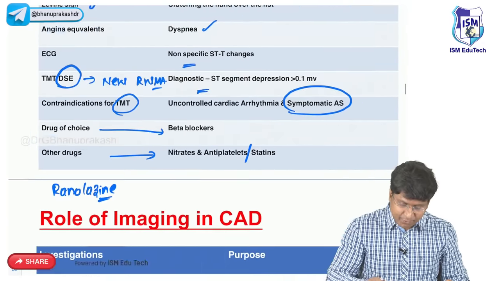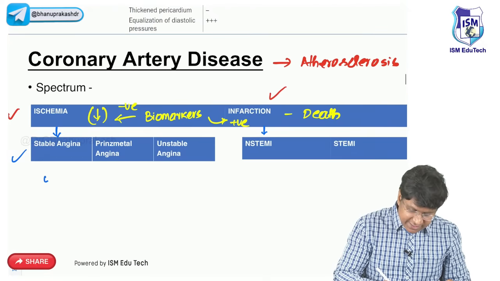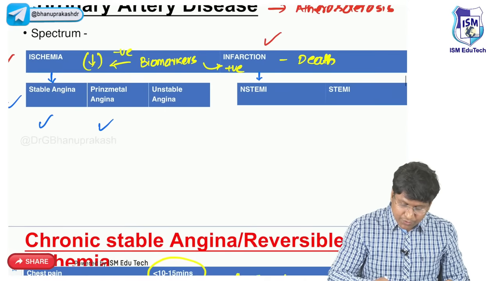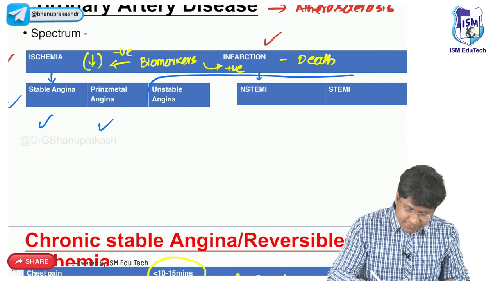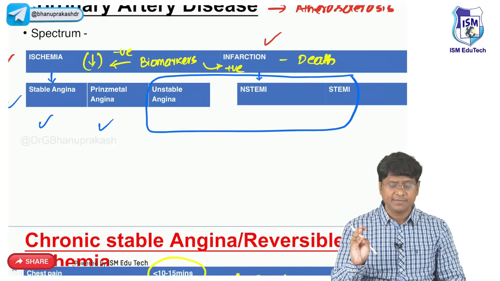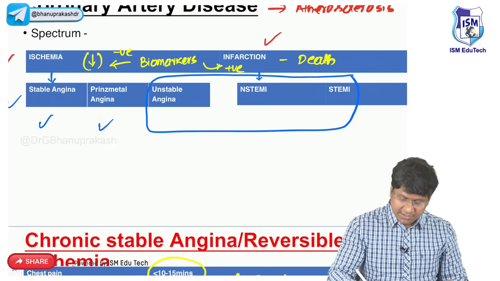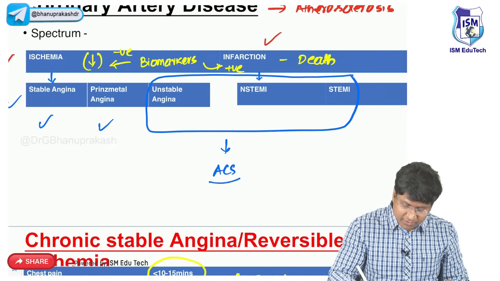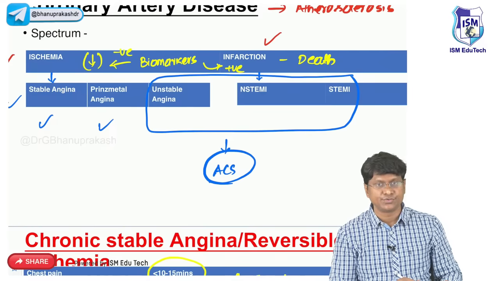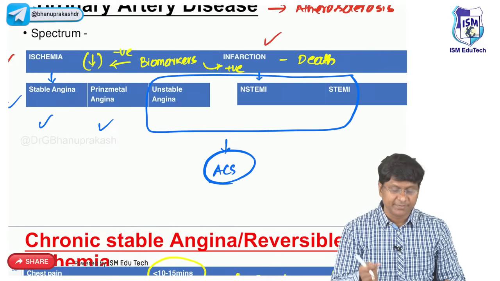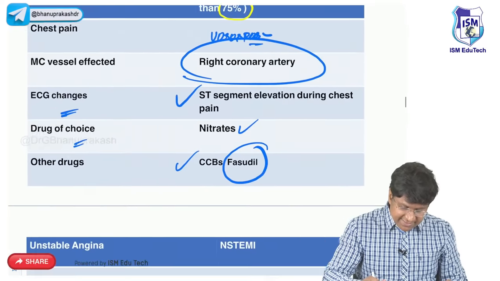So we are done with stable angina and Prinzmetal angina. Now you take these last three components. That is unstable angina, NSTEMI and STEMI. These three components come under what is called the acute coronary syndrome. Now, let me take up the discussion one by one. So, you take the unstable angina.